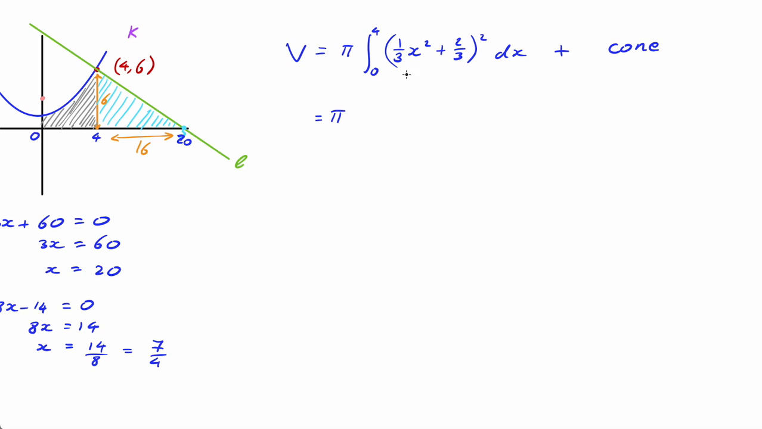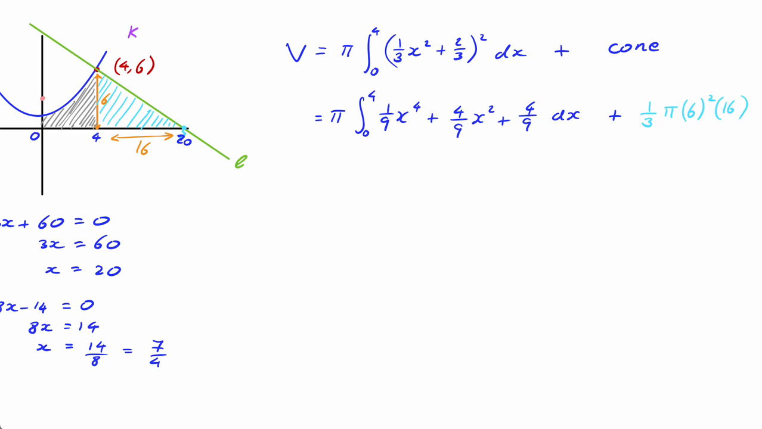This is pi times, let's expand the bracket. This is this squared, which is a 9th x to the power of 4, plus 2 times this, which is 4 over 9 times x squared, plus 4 over 9 dx, plus the cone. Let's just do that here. This is a third pi r squared h. So it's pi, r is 6, that is your radius. So it's 6 squared, and your h is 16.